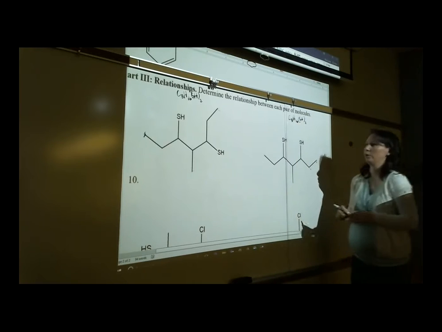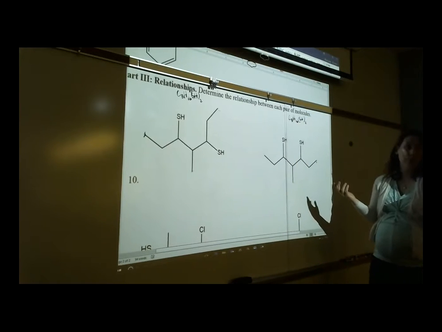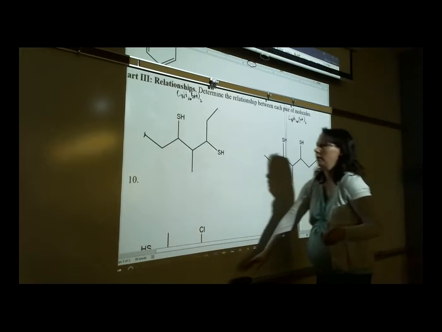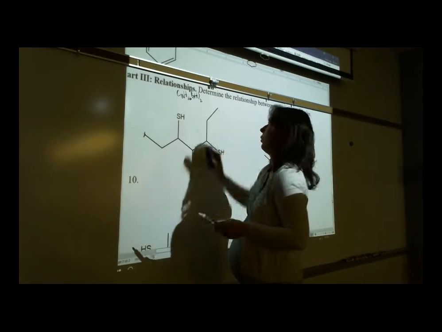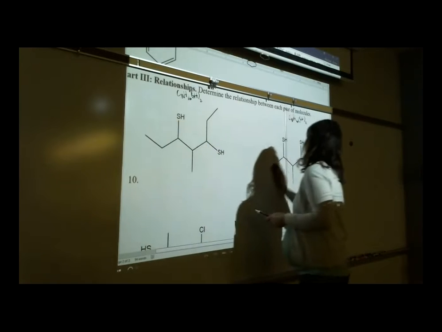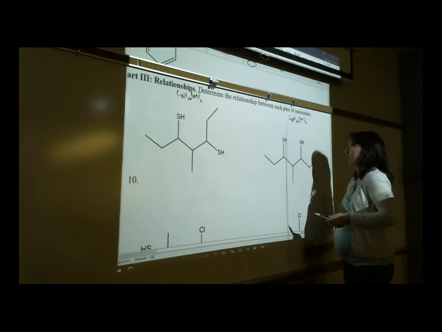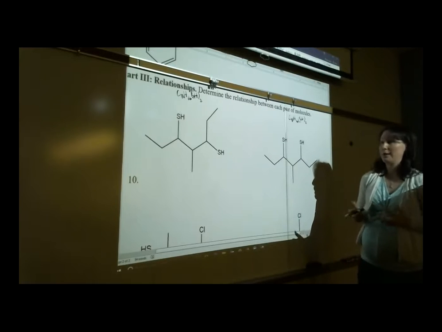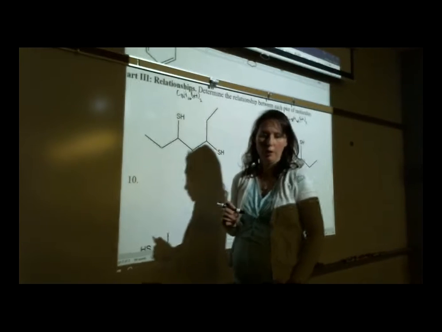So that's the empirical formula for both of these. They have the same formula, so we know that they're either going to be the same molecule or they're going to be structural isomers. How do we decide if they're the same molecule versus structural isomers? Give it a name. So where do we number for the one on the left?